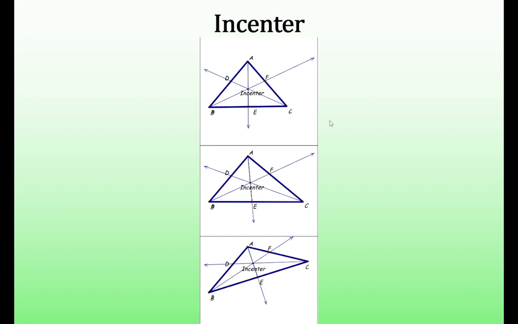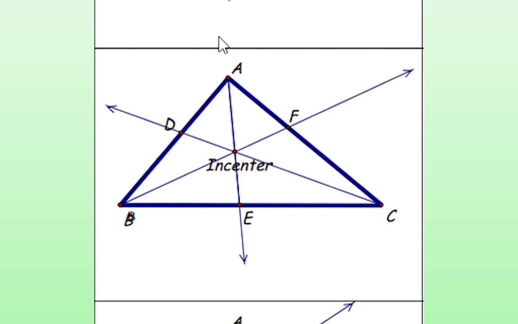The next kind of center is called the incenter. This is the center of the triangle where 3 angle bisectors meet. So each one of these, in this case ray, each ray is an angle bisector, and they always meet at a certain point called the incenter.